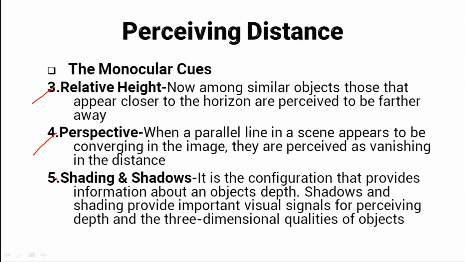Now let's talk about shadowing and shading. It is the configuration that provides information about an object's depth. Shadows and shading provide important visual signals for perceiving depth and the three-dimensional qualities of objects. When light falls on an object, it creates areas of light and shadow. The variation in brightness and darkness helps our brain perceive the contours, shapes, and textures of objects. Shadows and shading provide visual cues for perceiving the three-dimensional qualities of objects by showing variation in light and darkness.